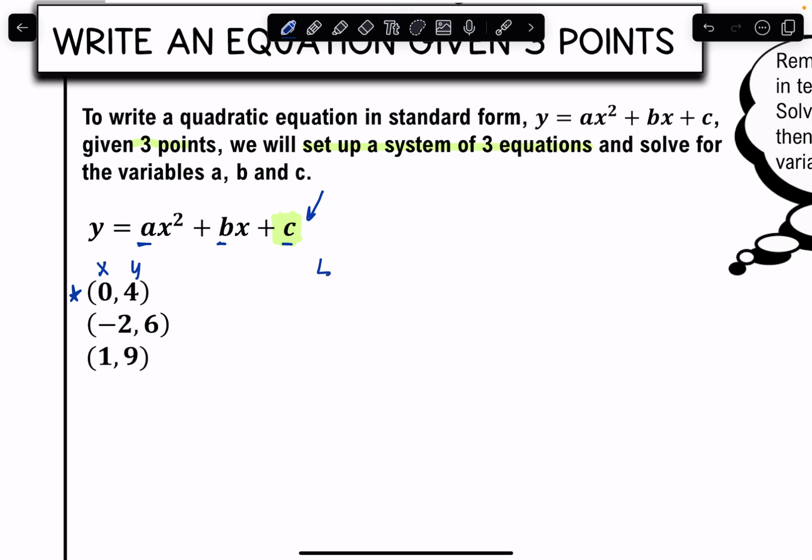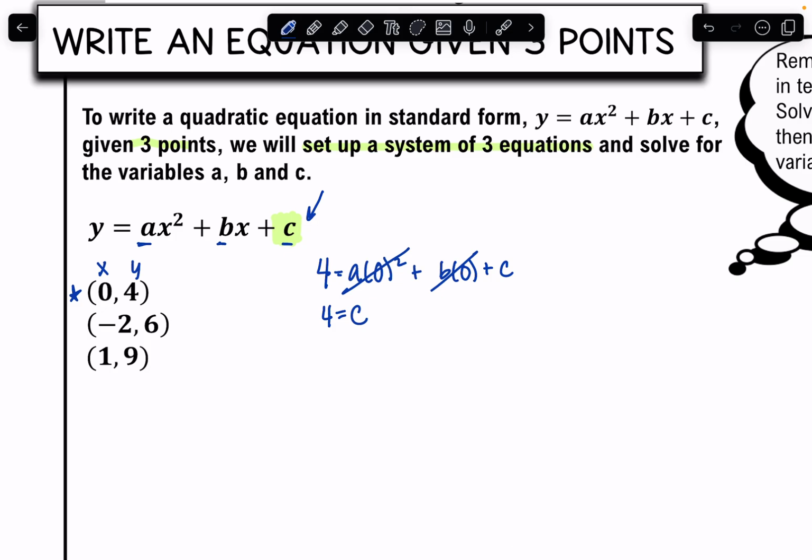But if we want the mathematical proof for that, let's plug in this ordered pair. Every time I see y, I'm going to substitute in the value of 4. Every time I see x, I'm going to substitute in the value of 0. So I get a times 0 squared plus b times 0 plus c. Well, a times 0 squared goes away, b times 0 goes away. So again, I'm left with c equals 4.